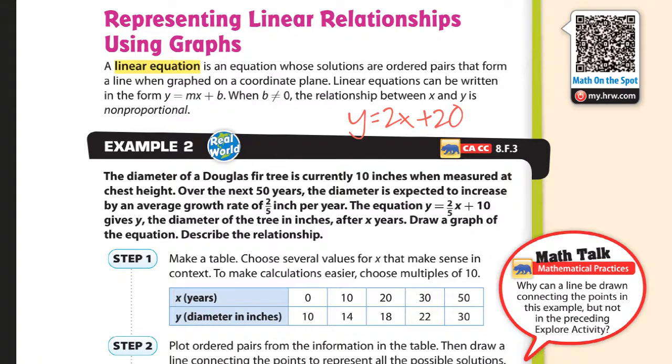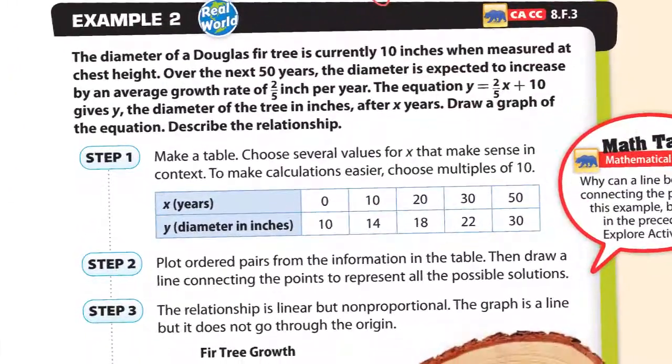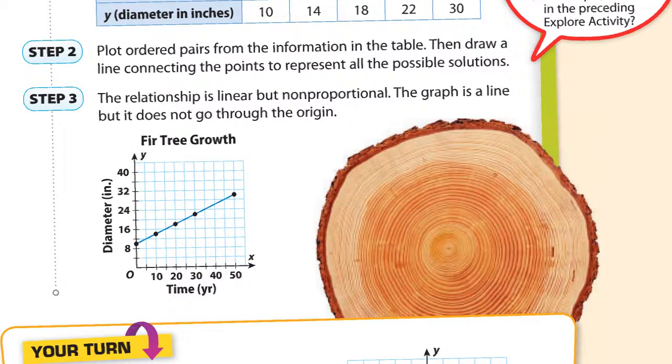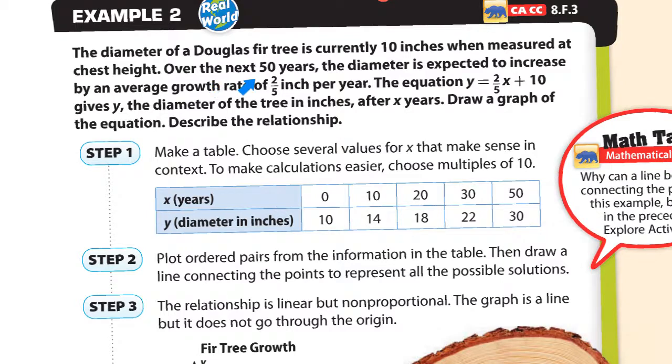Okay, let's move on to example number 2. In this example, the diameter of a Douglas fir tree is currently 10 inches. The diameter is that distance across the tree, from one edge to the other, going through the middle. Over the next 50 years, the diameter is expected to increase by an average growth rate of 2/5 inch per year. So here's our equation, and we're going to draw a graph of this equation and describe the relationship.